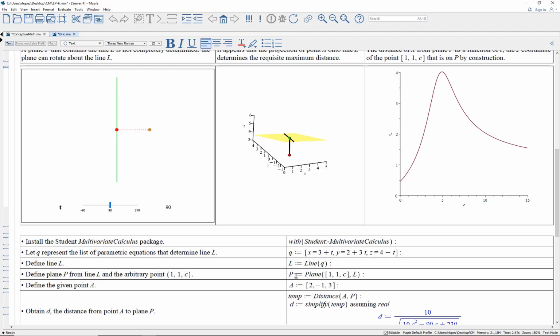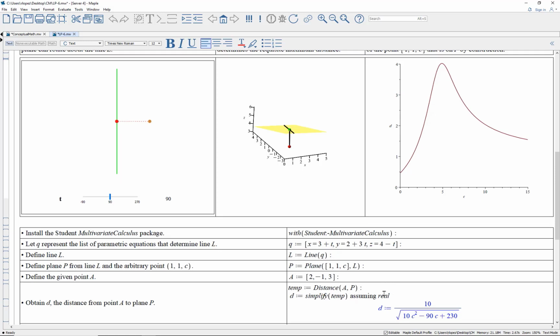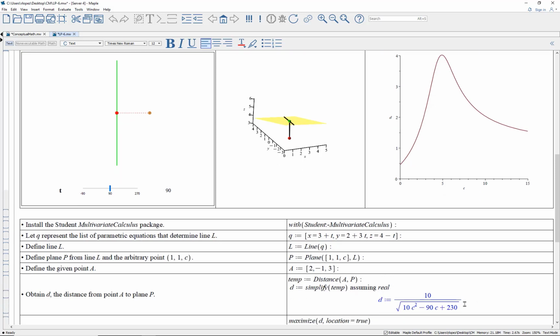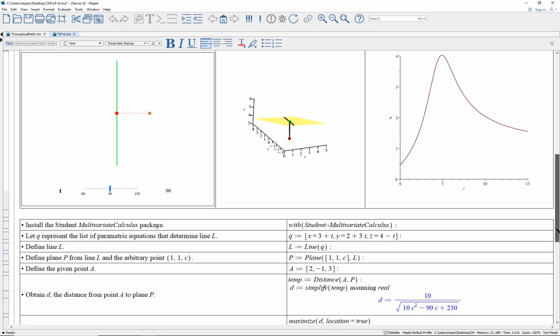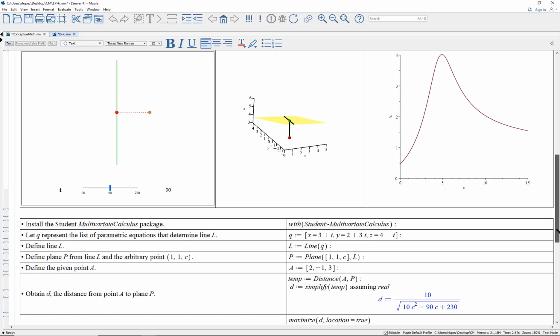Then I need the plane P. Well, it contains this line. I need one more point. So I picked that point to be 11C. I define the point A. And I can obtain the distance from A to the plane P as an expression. I simplified it. And this is the expression. That's what I want to maximize.